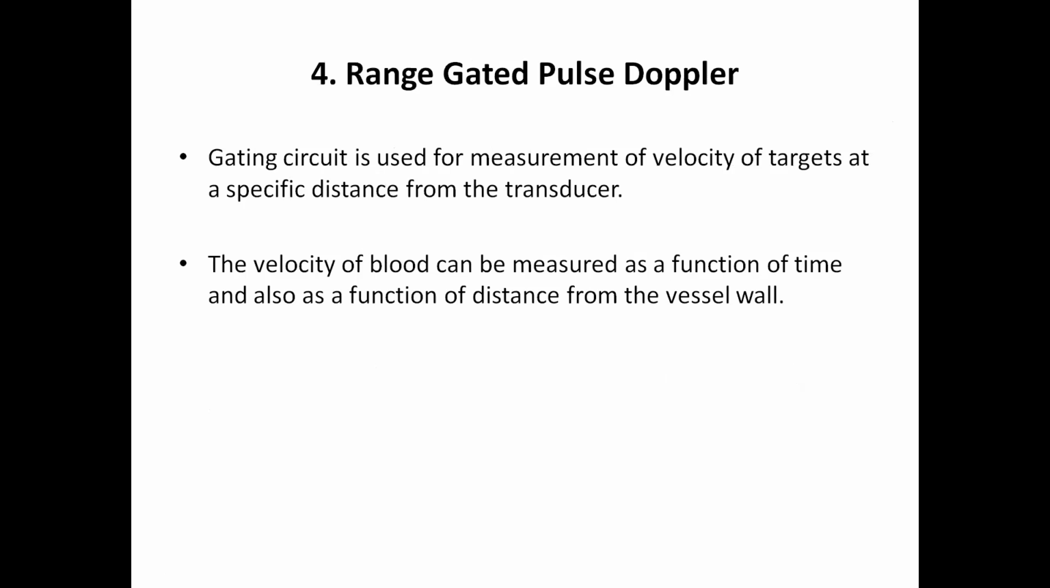In range gated pulse Doppler, we implement a gating circuit which is used for measurement of velocity for a targeted specific distance from the transducer. In this range gated pulse Doppler, the velocity of blood can be measured as a function of time and also as a function of the distance from the vessel wall. In this way, we measure the parameters for the blood by using the range gated Doppler model.